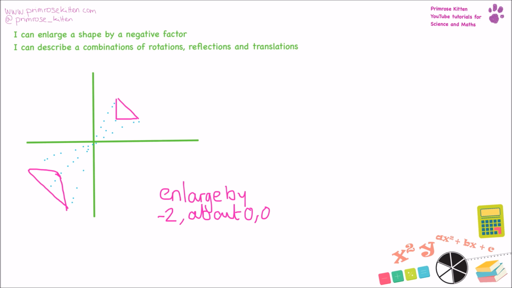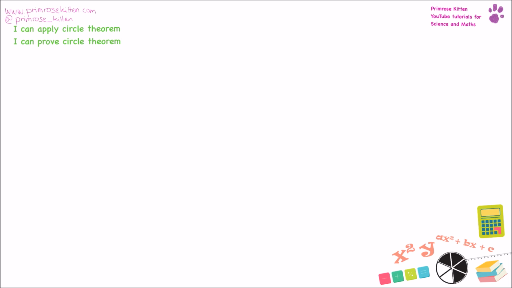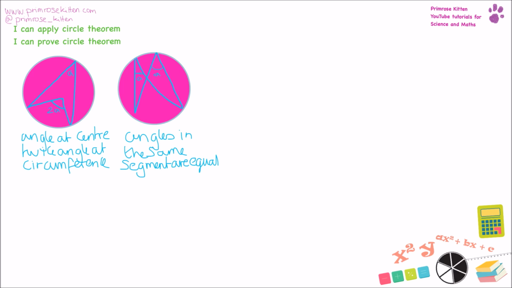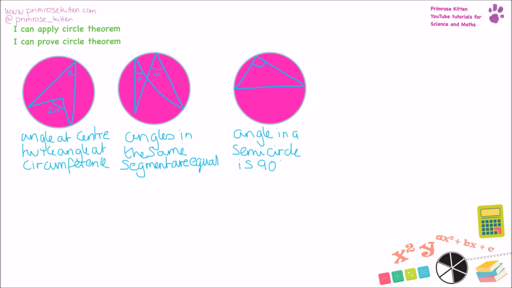Circle theorems can seem nasty, but you just need to remember the rules. An angle at the centre is going to be twice the angle at the circumference. Angles that are in the same segment are equal. The angle in a semicircle is a right angle. Opposite angles in a cyclic quadrilateral add up to 180 degrees.